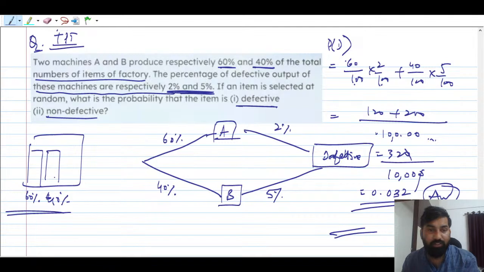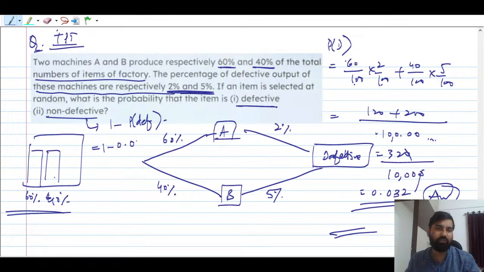So this is very important. Now, suppose they ask about defective. Non-defective means 1 minus defective, right? Non-defective means what? 1 minus the probability of defective. So how much will it come to? 1 minus 0.032, that's it, this is the answer, okay?